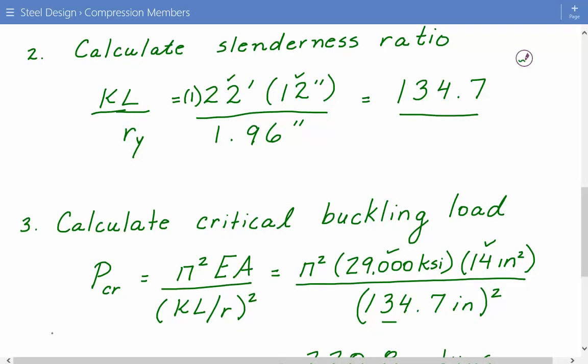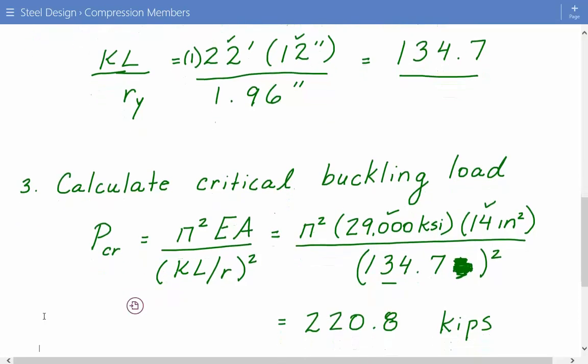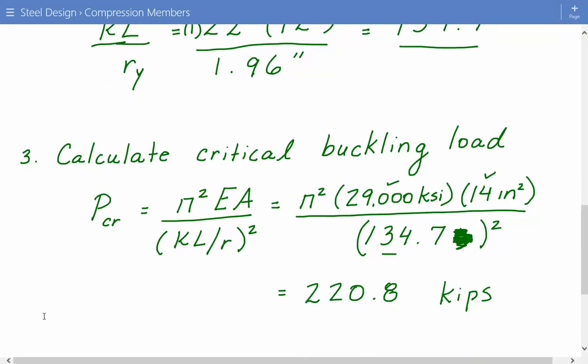Oh, excuse me, the KL over r, the inches shouldn't be there. This is a unitless value. So you can cross that out. So it's just 134.7, and we square that. So the critical buckling load that we obtain is 220.8 kips.